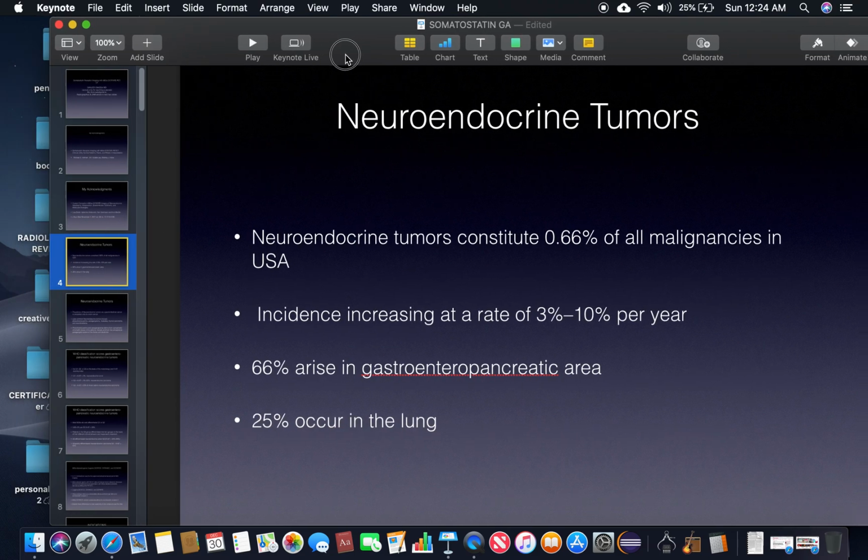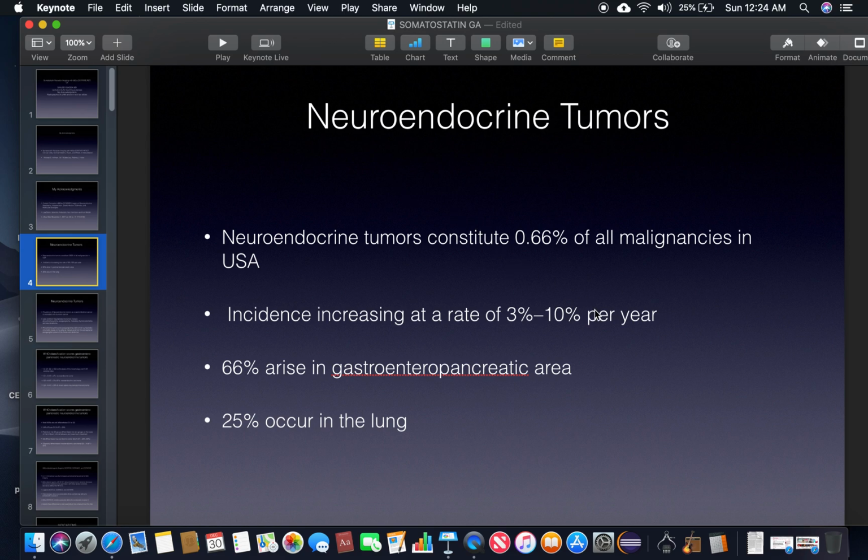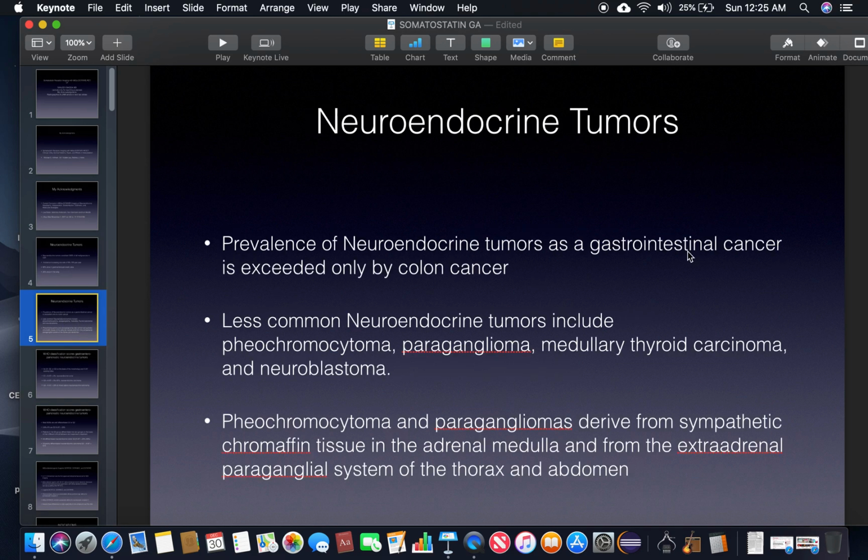So, a brief introduction about neuroendocrine tumors. Neuroendocrine tumors constitute about 0.7% of all malignancies in the United States, and their incidence is increasing at the rate of 3 to 10%. A majority of them, about 66%, arise in the gastropancreatic area, and about 25% occur in the lungs. The prevalence of neuroendocrine tumors as a gastrointestinal cancer is exceeded only by colon cancer. And there are less common neuroendocrine tumors such as pheochromocytoma, paraganglioma, medullary thyroid cancer, and neuroblastomas.